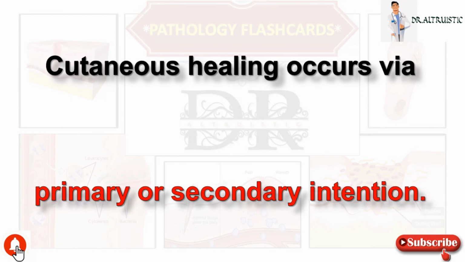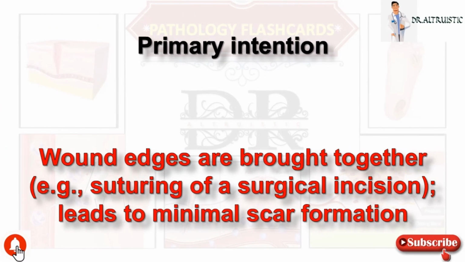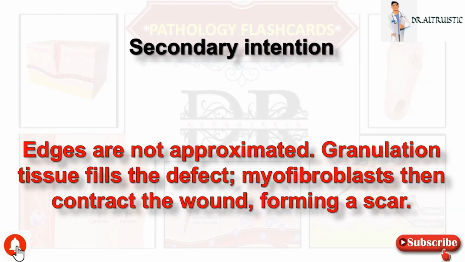Cutaneous healing occurs via primary or secondary intention. Primary intention. Wound edges are brought together, e.g., suturing of a surgical incision, leads to minimal scar formation. Secondary intention. Edges are not approximated. Granulation tissue fills the defect, myofibroblasts then contract the wound, forming a scar.